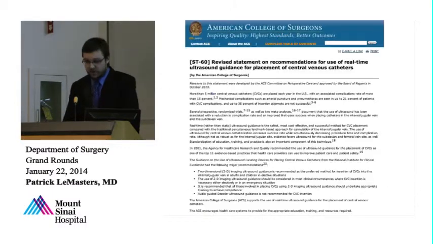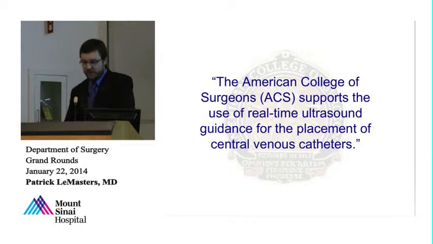But don't take my word for it. The ACS has put into writing their statement about the recommendations for use of real-time ultrasound in central venous catheter insertion. I won't make you read this whole thing. I'll summarize it for you. In this statement, they support the use of real-time ultrasound guidance for the placement of catheters into the central venous system.